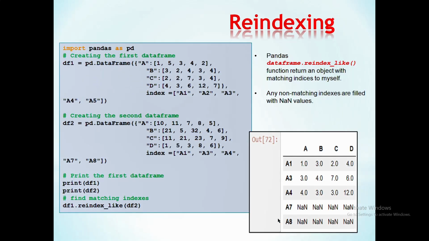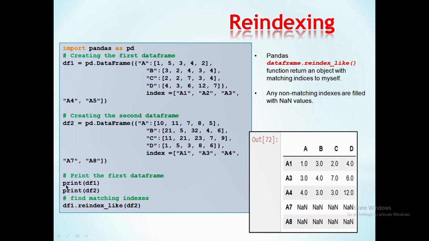Then re-indexing. We already indexed the elements with the values. Here I am creating a data frame. So these are all the elements: row A, row B, columns A, B, C, D with a range of values. The corresponding index will be A1 to A5. Next I have created another data frame with A, B, C, D as the columns, but with the index values A1, A3, A4, A7, A8.